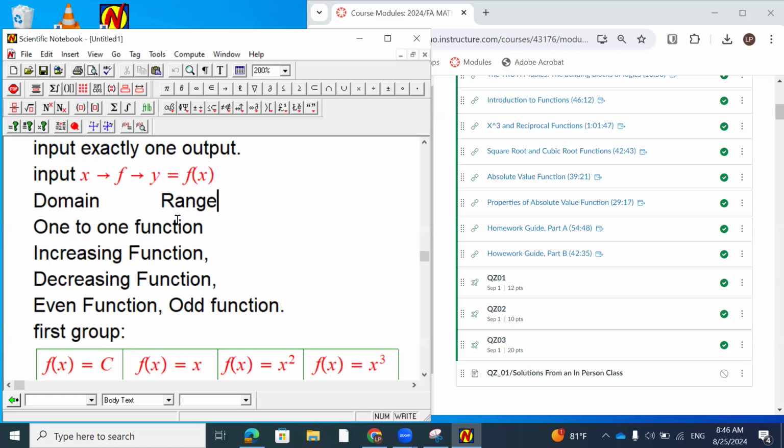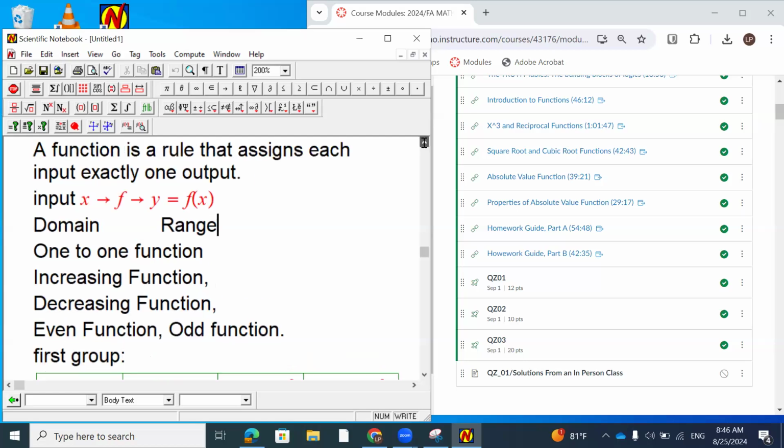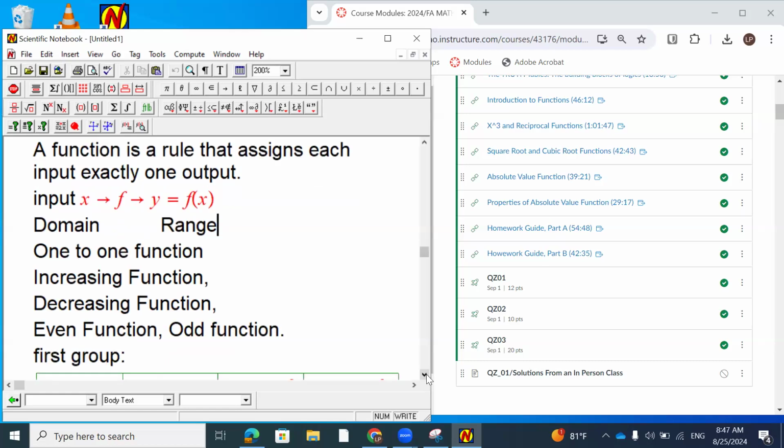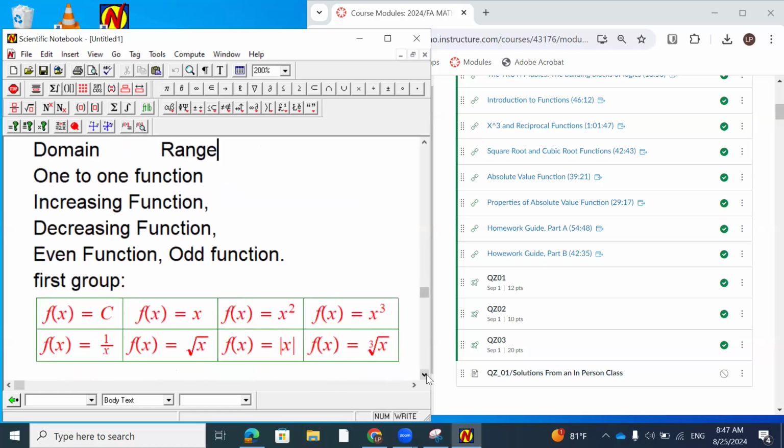Domain is all possible numbers that will make the definition meaningful. In other words, each input from the domain will produce, when the rule is applied to that input, exactly one output. And all the possible outputs make the range. So these are very familiar concepts to you.